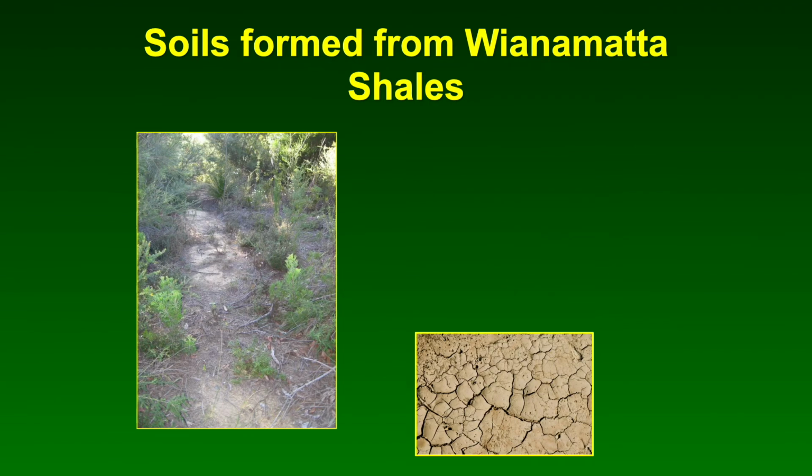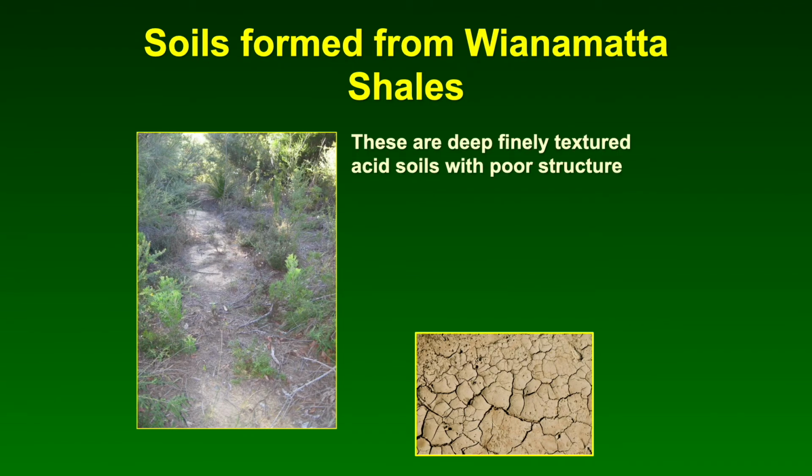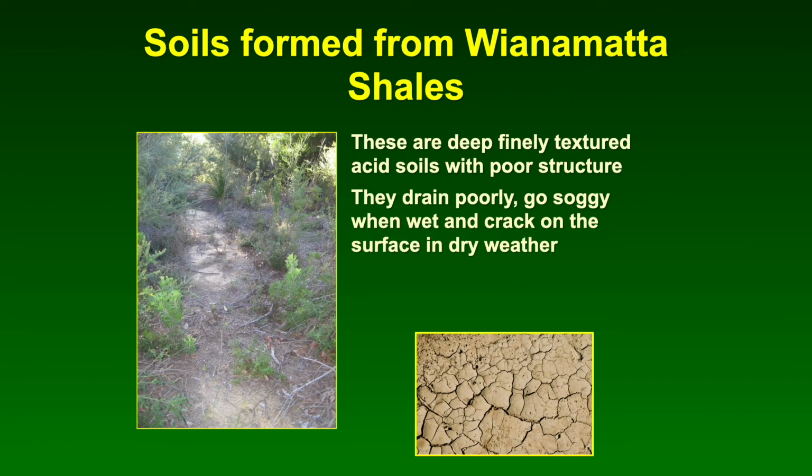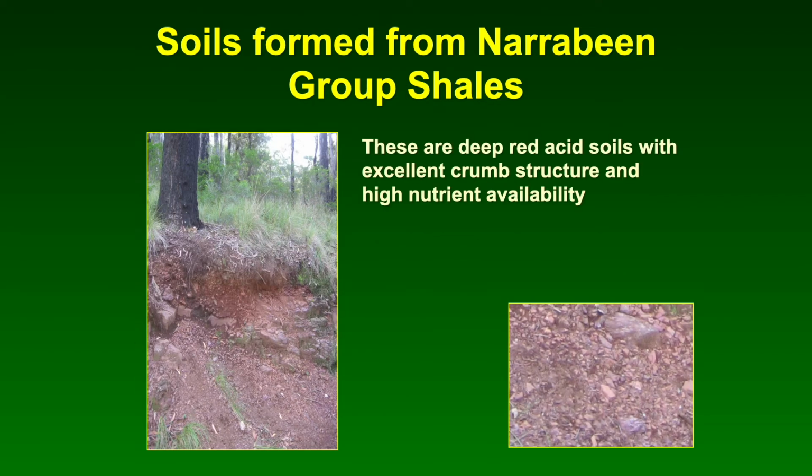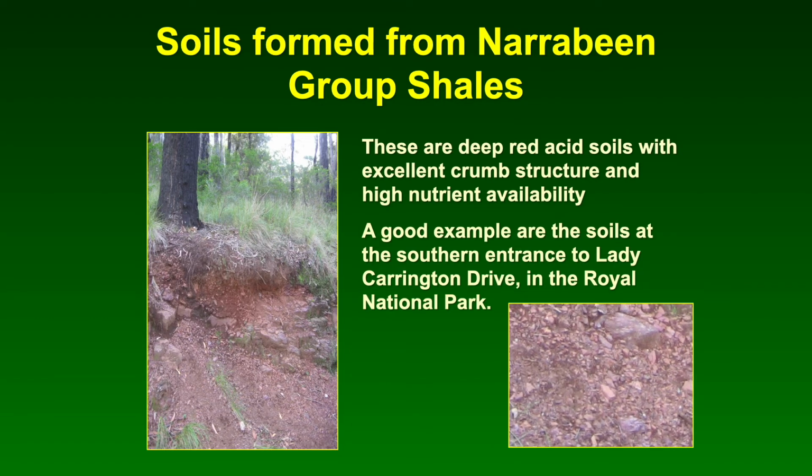Wianamatta shale soils are found throughout the Cumberland Plain and on ridgetops. They are known as Krasnozems, or red earth soils. This group has the widest distribution of any major suite of rocks in the Sydney Basin. They make up much of the Greater Blue Mountains, on the Pittwater Peninsula, where it underlays the endangered Pittwater spotted gum forest, and covers a vast swathe of the Central Coast.